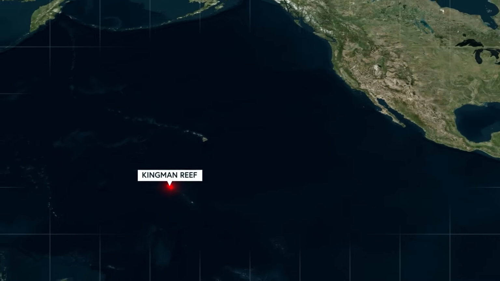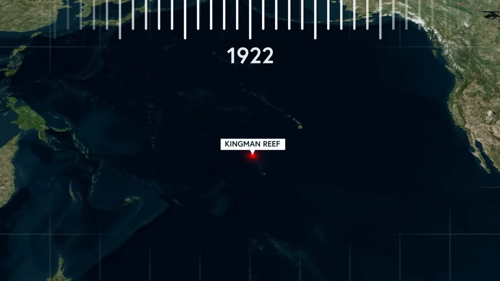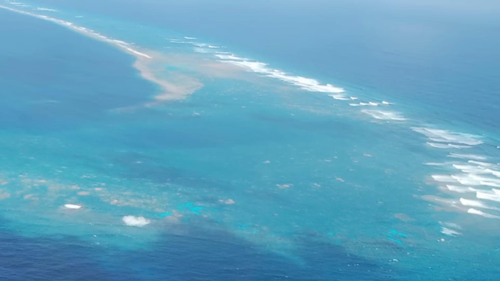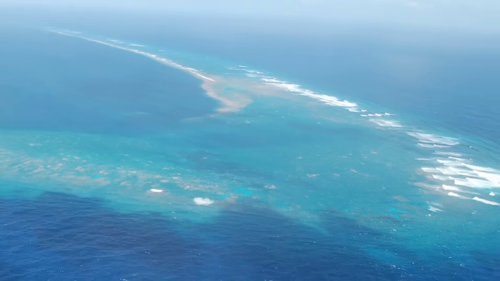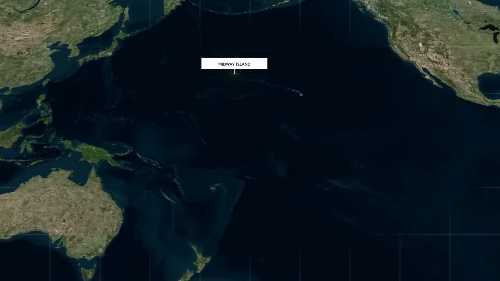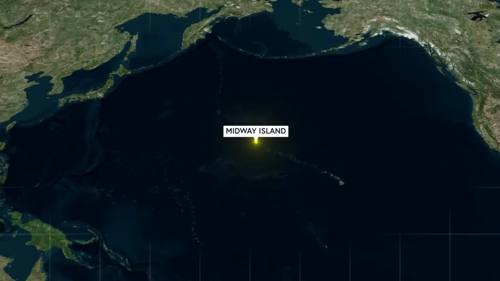Kingman Reef was annexed as part of the Hawaiian Islands in 1922, but is now considered part of the U.S. Minor Outlying Islands. The territory is primarily made of submerged reefs and sandbanks, consisting of a total area of 7 acres. Midway Atoll is also close to Hawaii and is home to only 40 inhabitants.